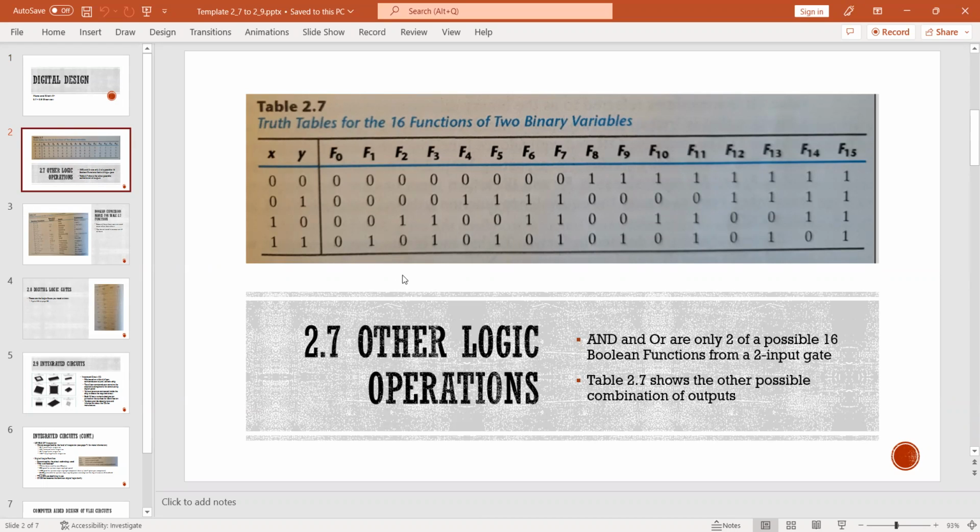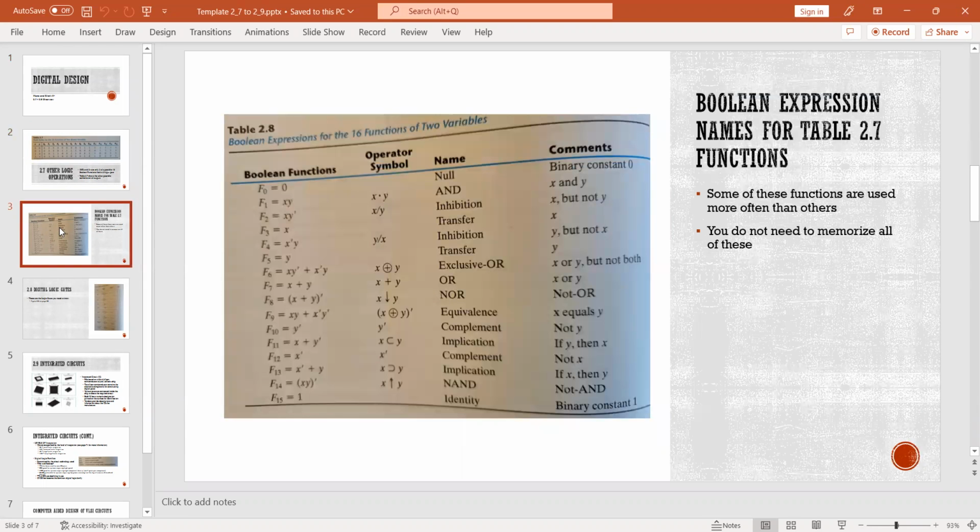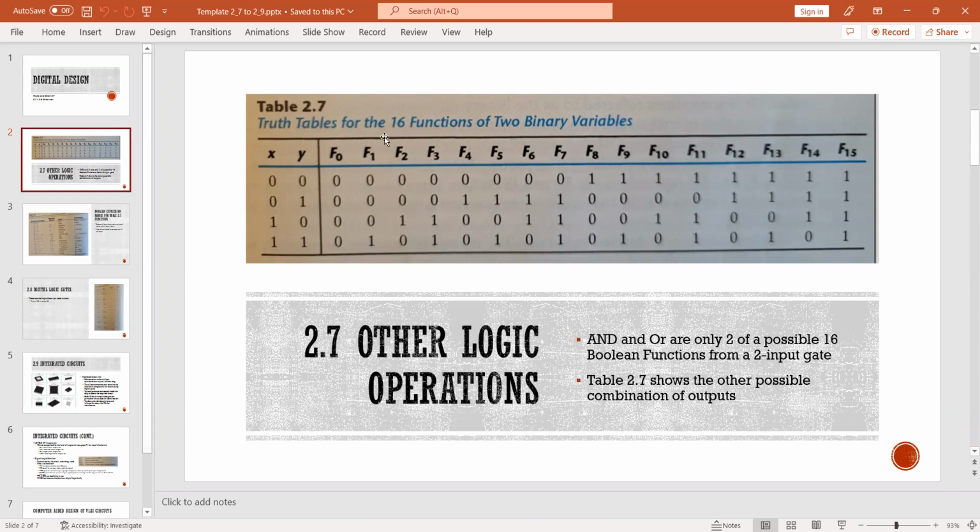So basically, the AND and the OR gates that we have been talking about are only two of the possible functions that you can get from having a two-input gate. This shows you all the possible functions that you could have. On this slide, each of the functions is given a name. For instance, F1 here is an AND gate because it has a 1 as an output only if both of your inputs are high.